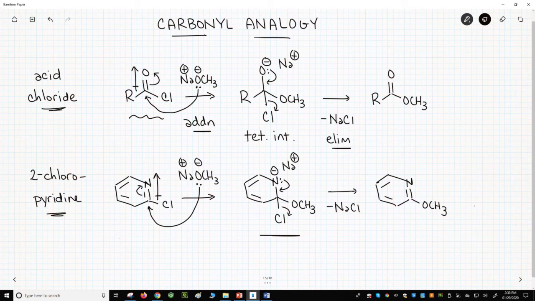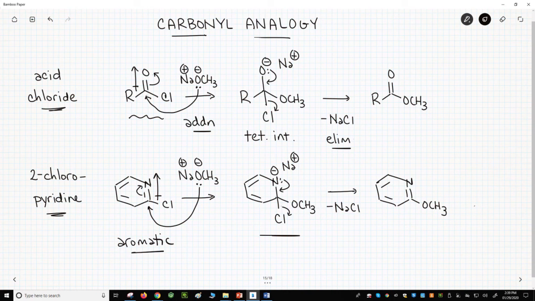Now, these reactions are not identical. A C=O pi bond is more electrophilic than a C=N pi bond because oxygen is more electronegative than nitrogen. The SNAr requires disruption of an aromatic ring, so that makes the SNAr slower than an acid chloride reaction. Regardless, these are extremely similar reactions.